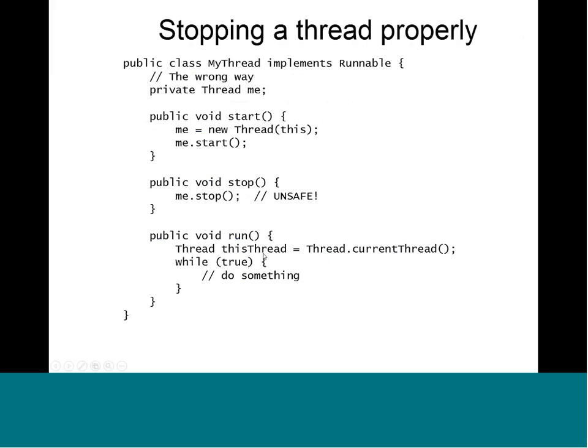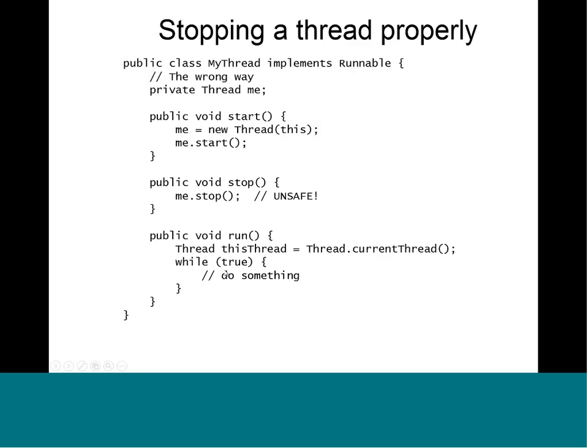So here are those things illustrated. We create a thread and start the thread in the start method. If we were to stop by calling me.stop, it's a wrong thing to do. But this is a good thing: saying this thread equals Thread.currentThread, and then saying while true in an infinite loop, so your run method is running forever.